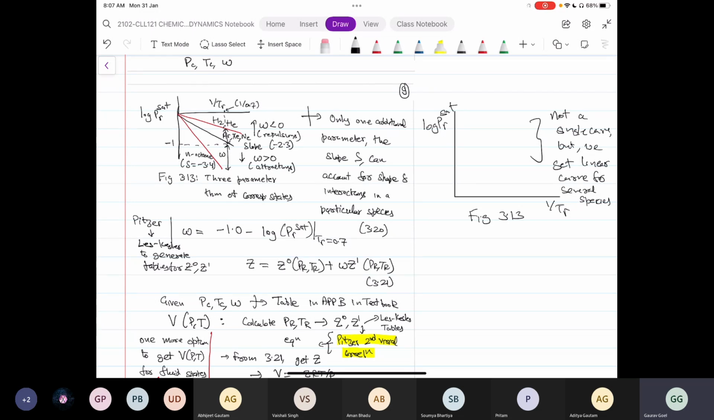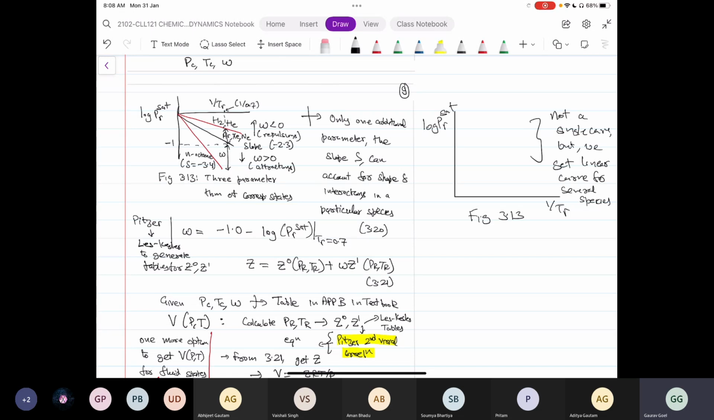Okay, so one option would have been I find out the slope and I define that as my parameter. However, what was done was a particular point was chosen, and that is completely arbitrary. There is nothing special about it. That point was 1 by Tr equal to 1 by 0.7, so Tr equal to 0.7. And at that point, whatever was the vertical distance, that means the difference in the saturation pressure in reduced units of various species, that was given the name omega.